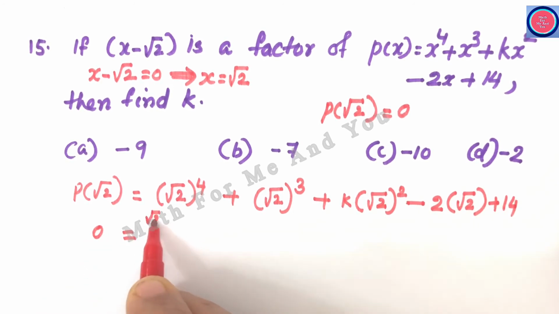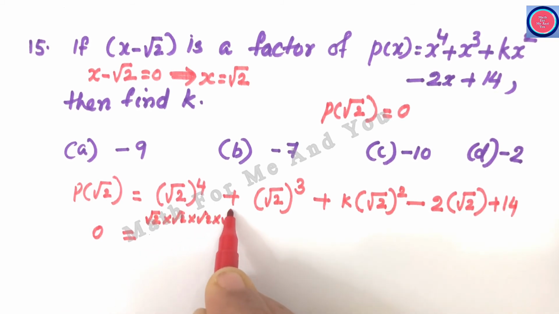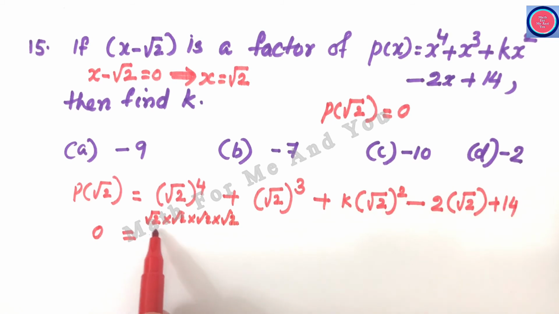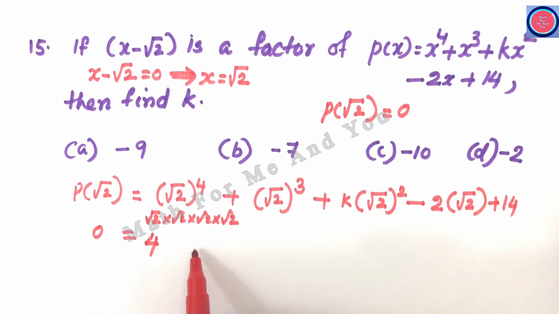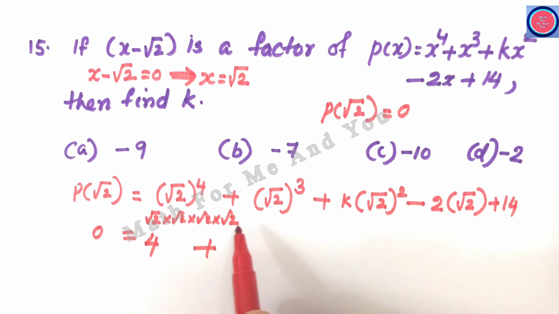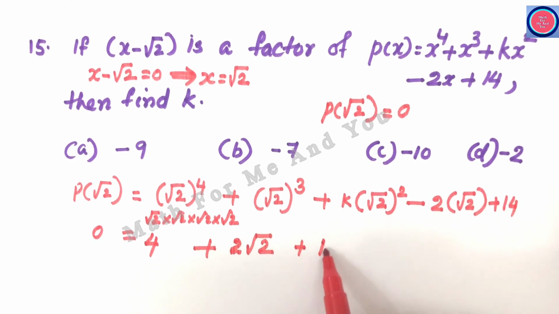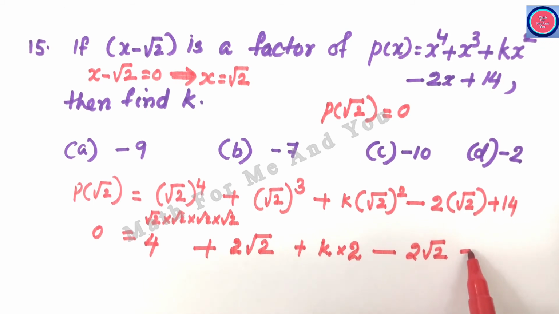Simplify the right side. Root 2 power 4 means root 2 times root 2 times root 2 times root 2. Root 2 times root 2 is 2, 2 times 2 is 4, plus root 2 power 3 means root 2 repeated 3 times. From here we can find it is equal to 2 root 2 plus k times root 2 square, that is k times 2. So we write k times 2 minus 2 times root 2 is 2 root 2 plus 14.